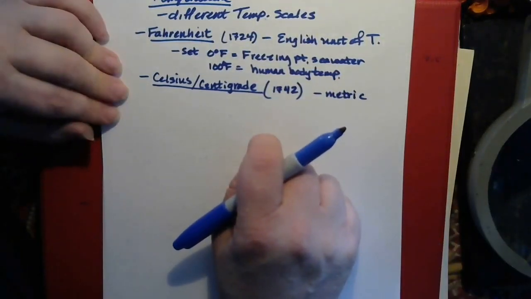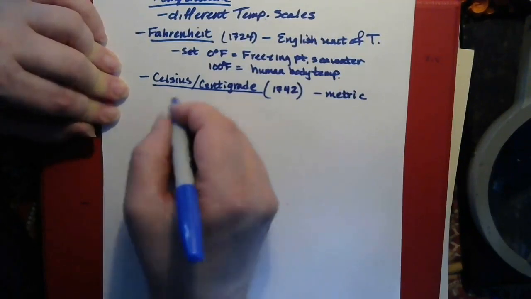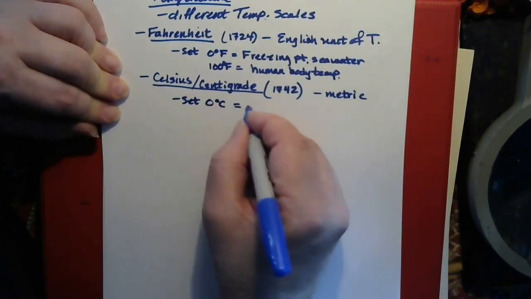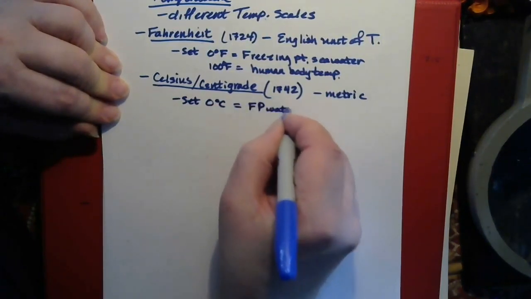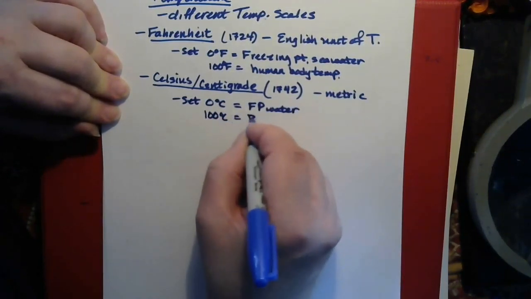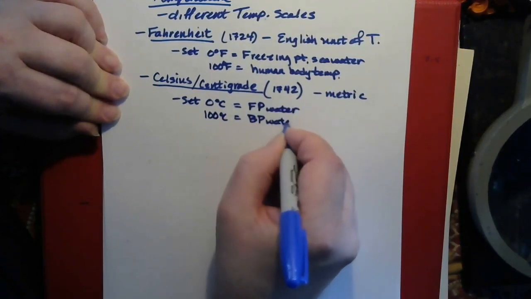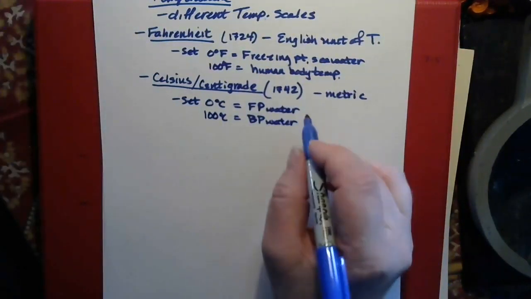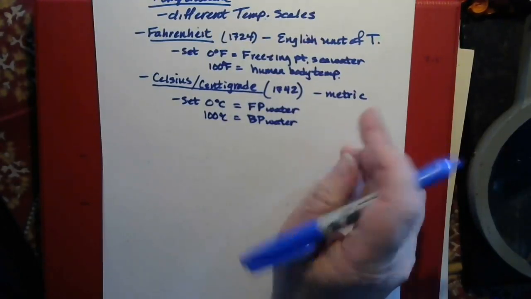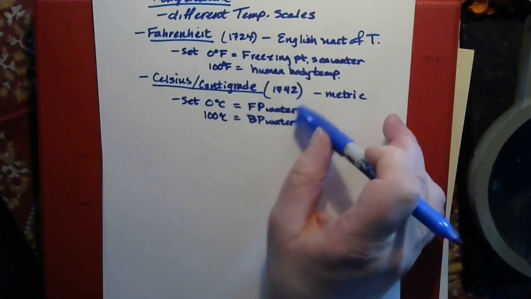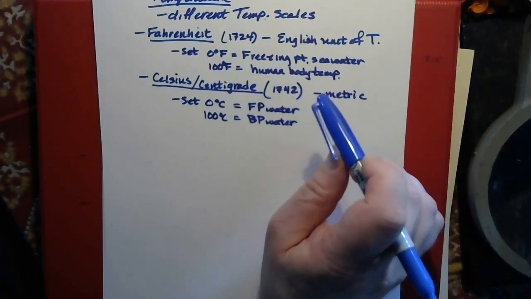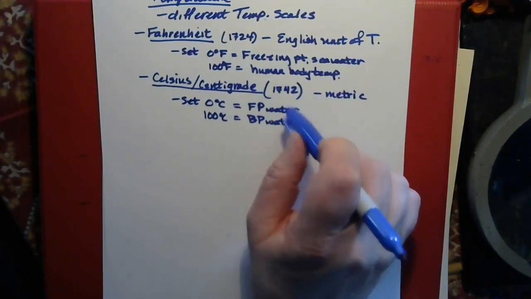It's based on a scale of 100. And it's set 0 degrees Celsius as the freezing point of water, and 100 degrees Celsius as the boiling point of water. And both of those are correct, as long as you're talking about pure water. Tap water might have slightly different values because tap water's got stuff in it. So it's not pure water. But if you have, like, distilled water, it would follow these values.